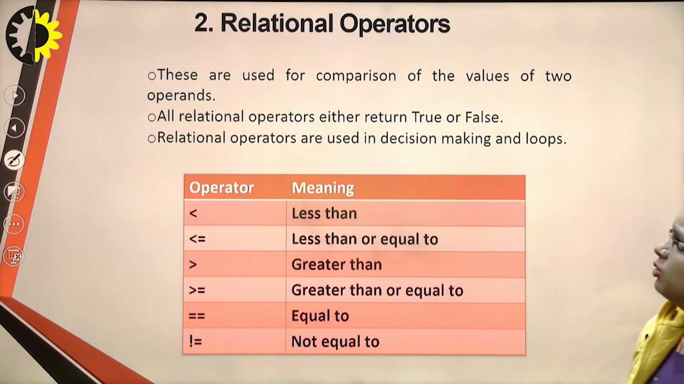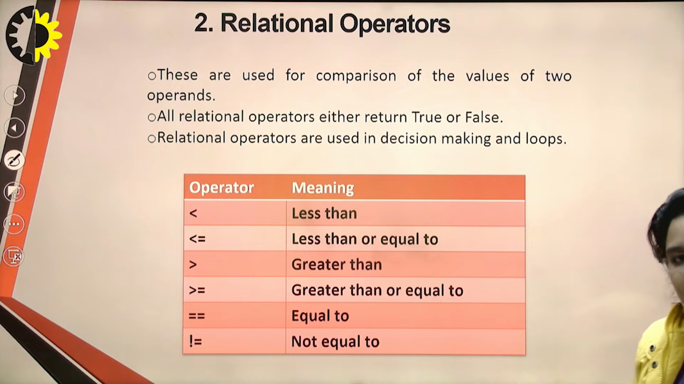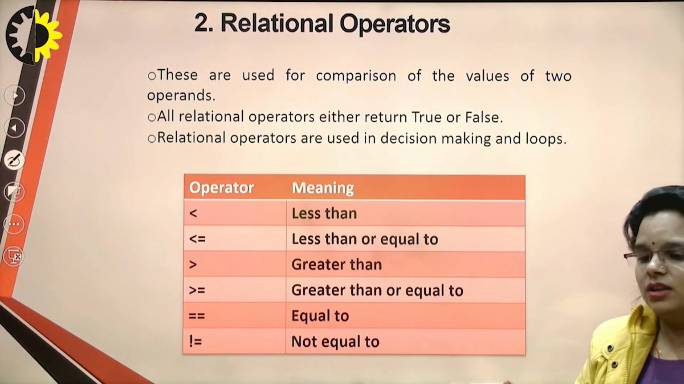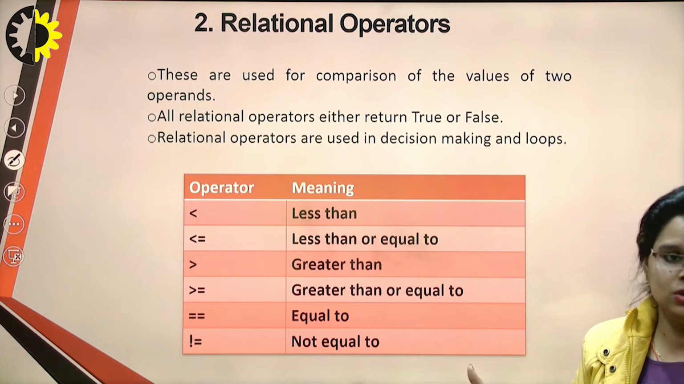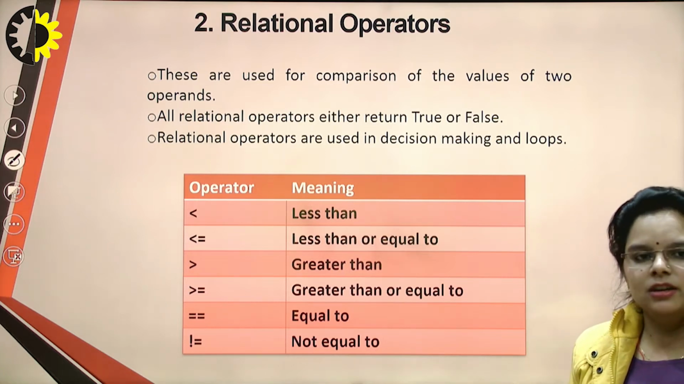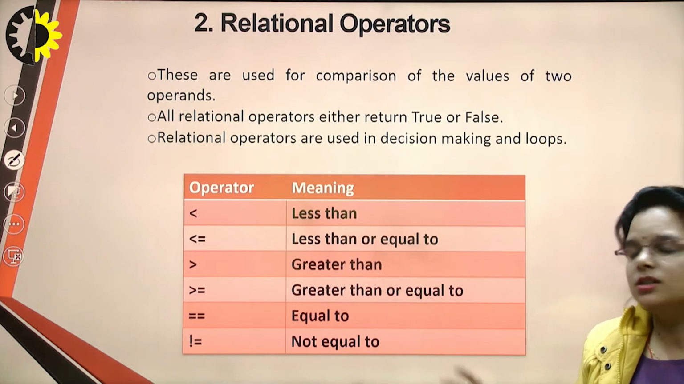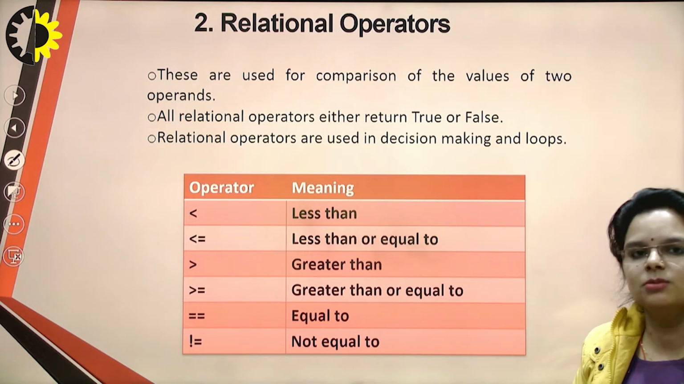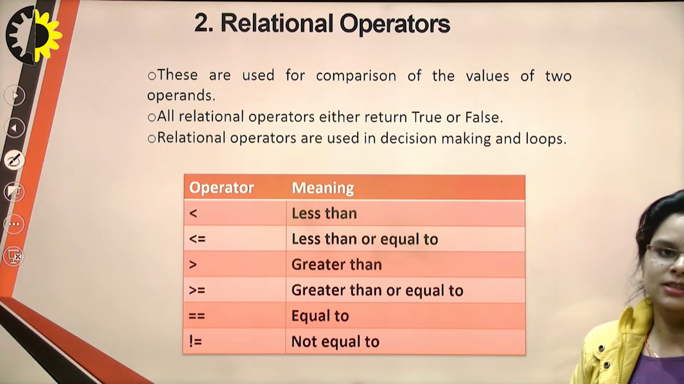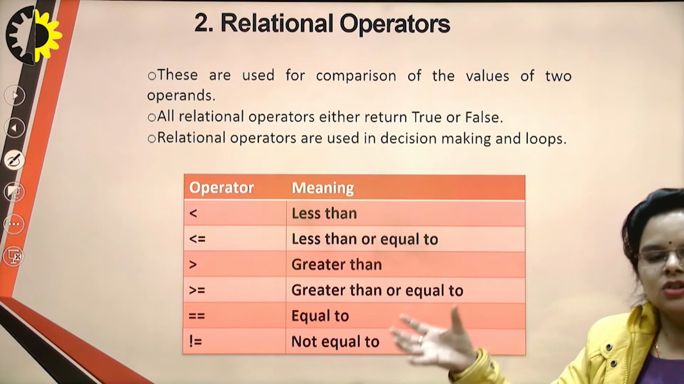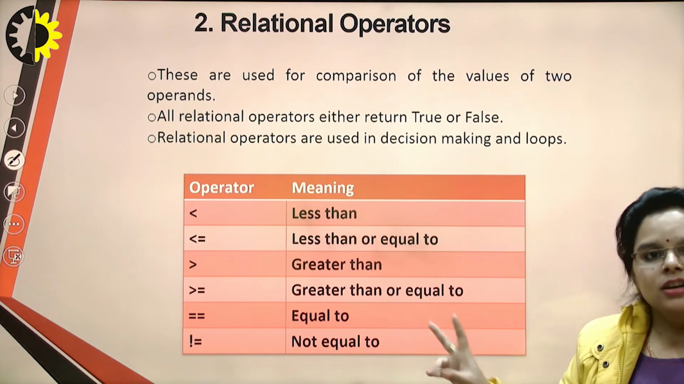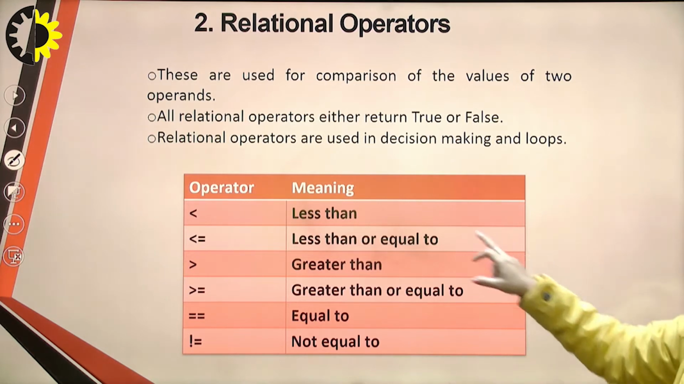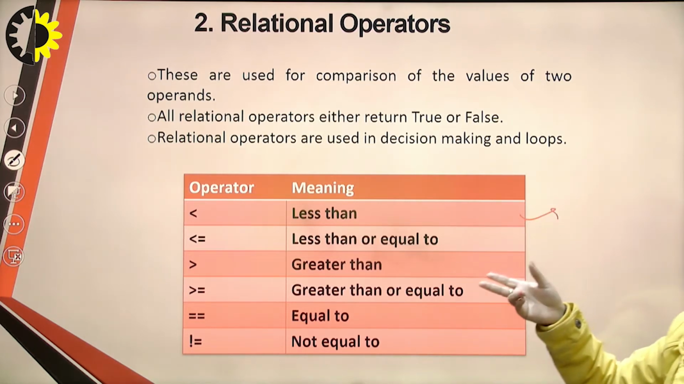Next, let us move to relational operators. Whenever we are going to compare any two variables or any two values, this identifies the relation between two numbers. Suppose one number is less than another number or greater than another number. So the relational operator is going to tell us the relation between two values. We can say relational operators are used for comparison of the values of two operands. And all relational operators return either a true value or a false value, because either a value is less than or greater than.